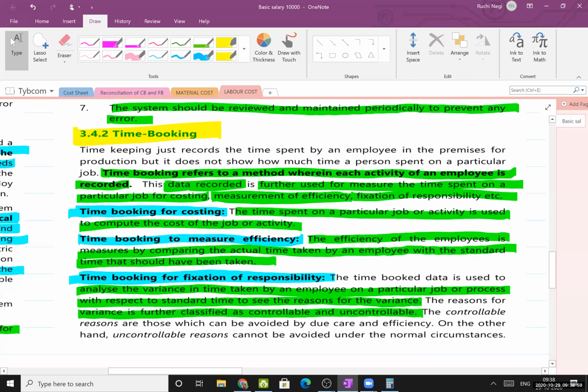आपको आपका स्टैंडर्ड पता है, एक दिन में आप कितना प्रोड्यूस कर सकते हो, उसके हिसाब से आप अपने लेबरर्स की एफिशिएंसी डिसाइड कर सकते हो. I just give an example of 3 laborers and time booking for fixation of responsibility. Up next step, what I will do when I come to know the second laborer was not working, he produced 10 units less, I can fix responsibility on him. Okay, I can catch hold of him for why did you produce 10 units less.